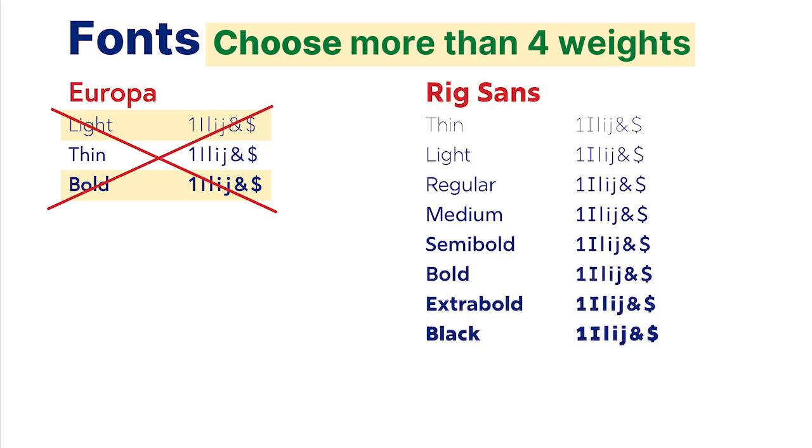Now, I wouldn't use all 8 weights. The thin, light, and regular are too light, and the black looks too heavy. I would use the medium, semi-bold, bold, and extra bold. It gives me some flexibility with the weights, and the extra bold is heavy enough to emphasize text without being too thick or illegible.